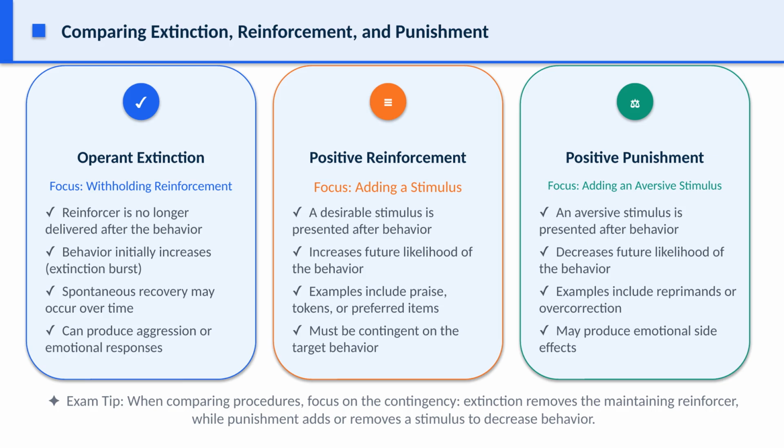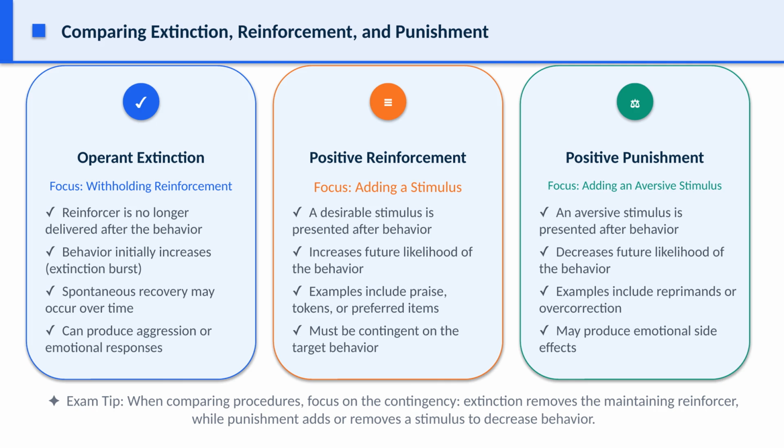This slide provides a critical comparison for the BCBA exam, distinguishing operant extinction from reinforcement and punishment by their mechanisms and effects. Operant extinction involves withholding the reinforcer that previously maintained a behavior, leading to a predictable extinction burst, an initial increase in frequency or intensity, and possible spontaneous recovery, where the behavior reappears after time without reinforcement.